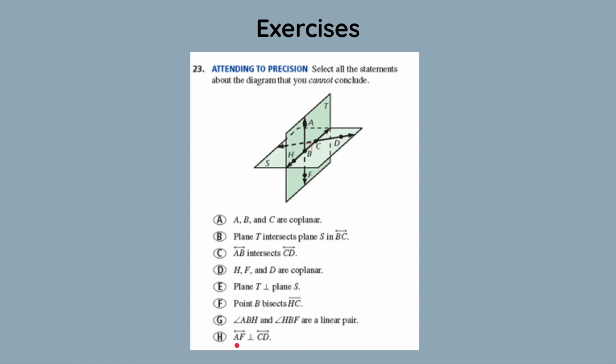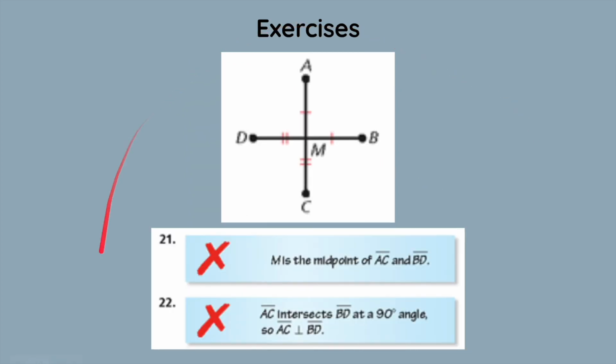Finally, line AF is perpendicular to line CD. So line AF is right here and CD is right here. We cannot conclude this because we don't have the 90-degree mark to show this. So please do this exercise again and then just pause the video and then resume as I will be discussing the solutions.